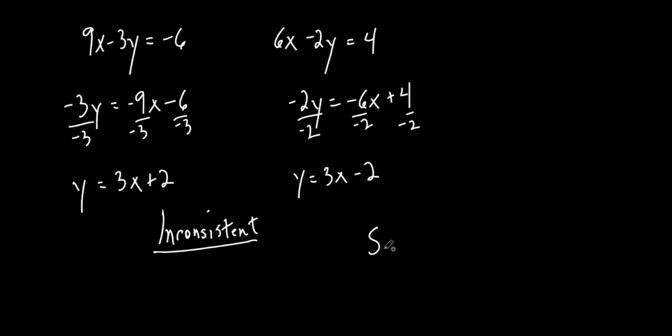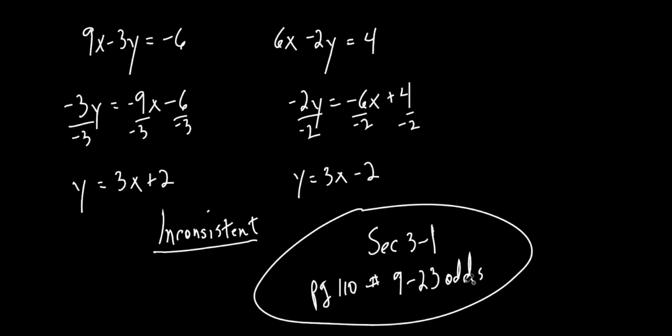So here's your homework. Section 3.1, page 110. Now this looks like a lot at first, but I put odds. All right, 9 to 23, just the odds, so you don't have to do the evens. All right, do the problem, check in the back, make sure you got it right, and there you go. Okay, that's it. Good timing.